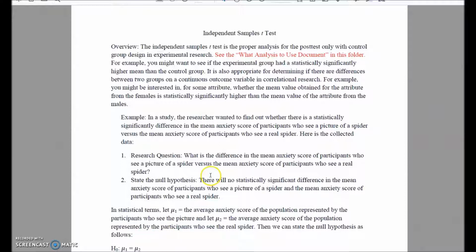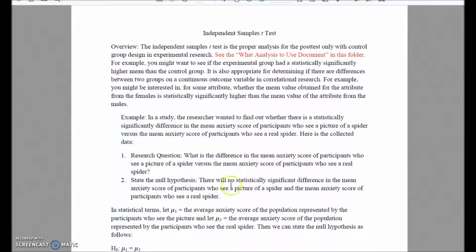So now the second most important thing is we state our null hypothesis. Remember how the null hypothesis is stated as a no difference situation. So basically what we are going to state is there is no statistical difference in the mean anxiety score of participants who see the picture of the spider and the mean anxiety score of participants who see a real spider. So there is no statistical difference between these two scores.